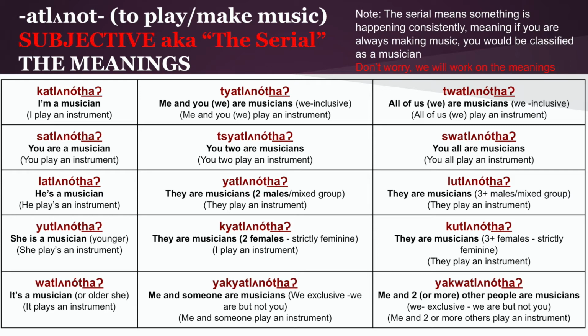Dwedlanot, all of us are musicians. Swedlanot, you all are musicians. Lundlanot, they are musicians, three or more males, or a mixed group. Gundlanot, they are musicians, three or more, strictly females always. And then Yagwadlanot, me and two or more others are musicians. We are musicians, but it's a we exclusive. All right, now let's go on to the past tense.